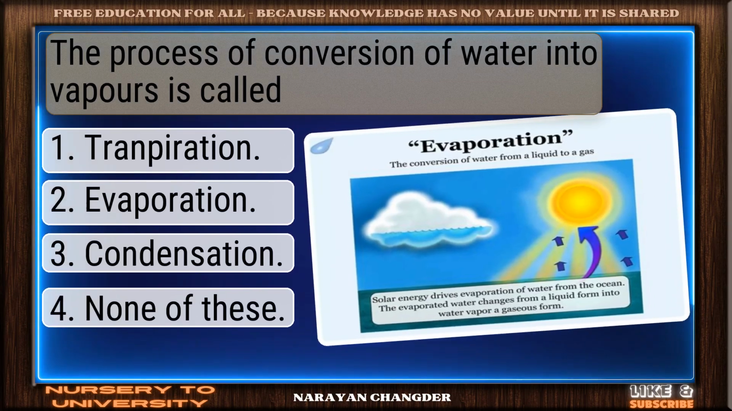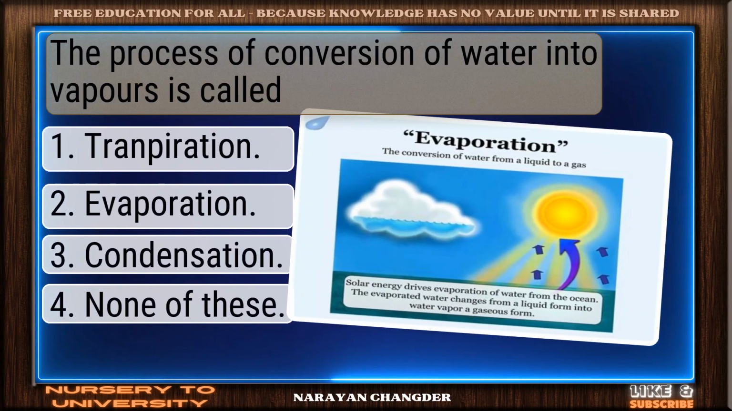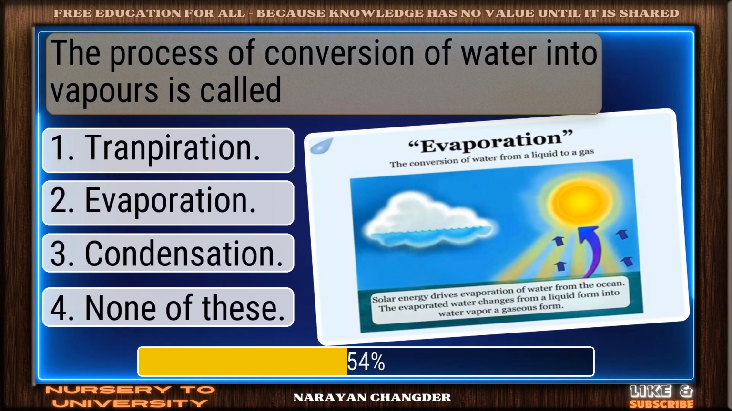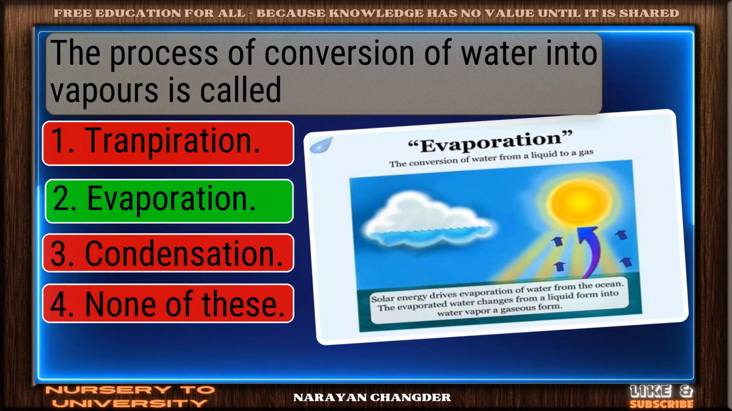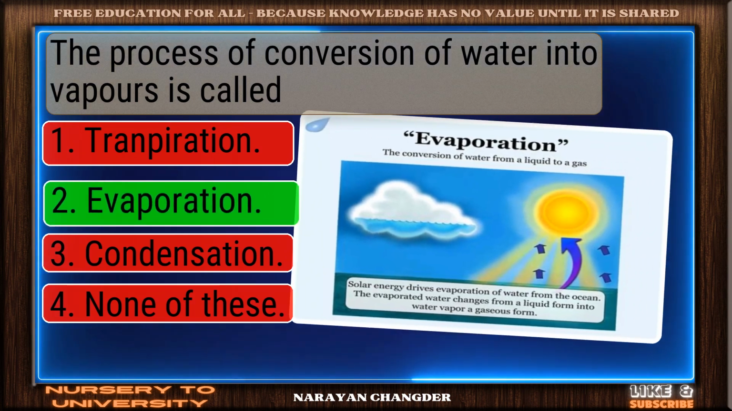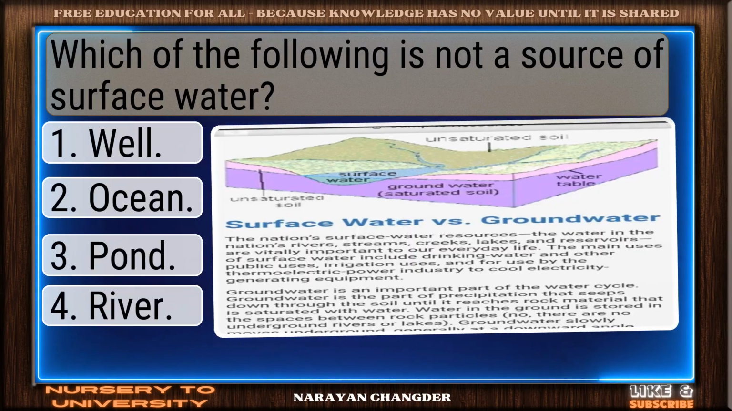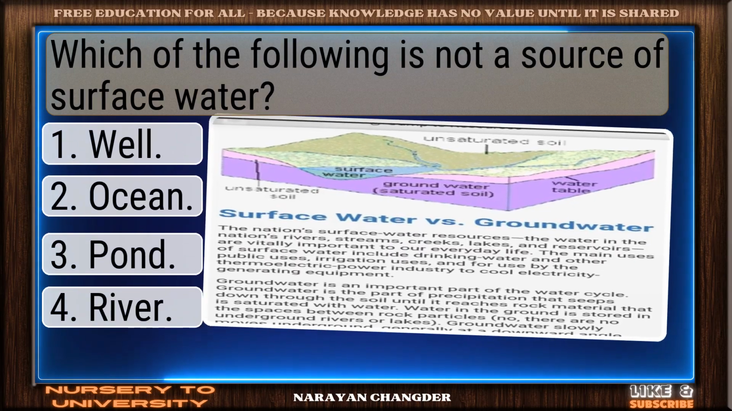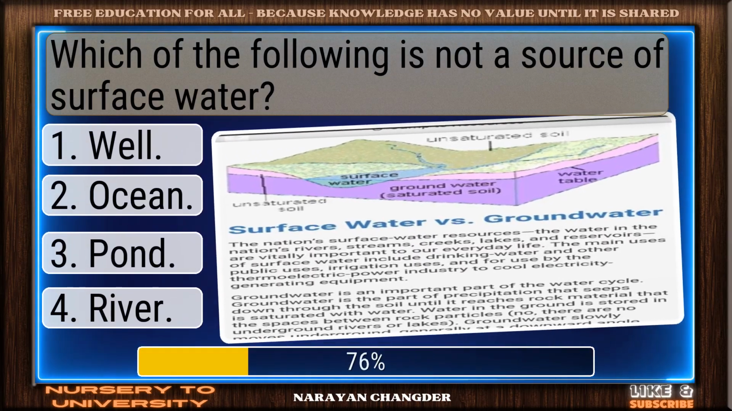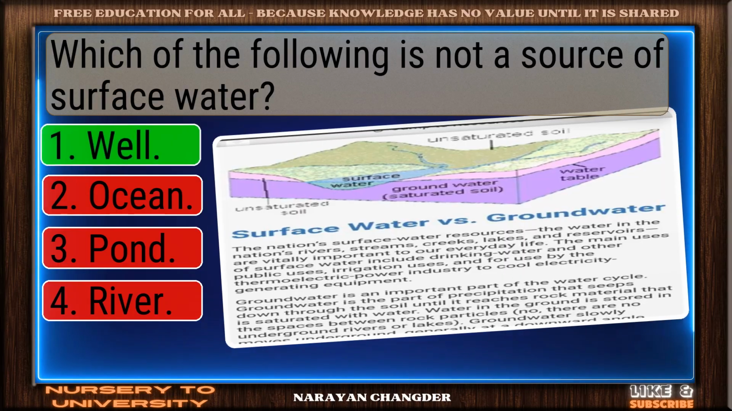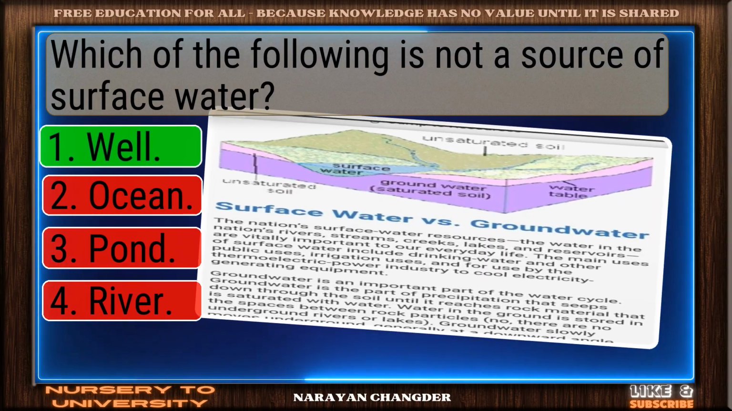The process of conversion of water into vapors is called. You're right. Evaporation is the correct answer. Which of the following is not a source of surface water? Perfect. Well is the correct choice.